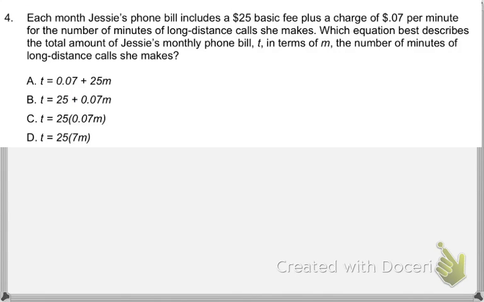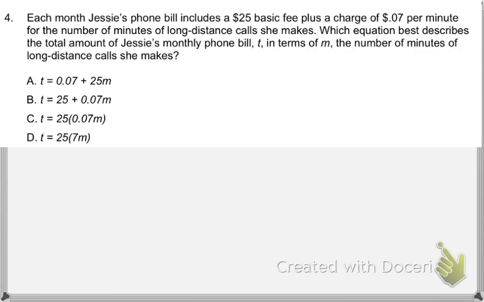Okay, so with a lot of word problems, I tend to like to read the last sentence first. It helps give you perspective. I'm not saying don't read the rest of the question, but it's a good test-taking strategy. All right, so I'm going to start here. Which equation best describes the total amount of Jesse's monthly phone bill? We're calling that amount T. In terms of M, the number of minutes of long-distance calls she makes.